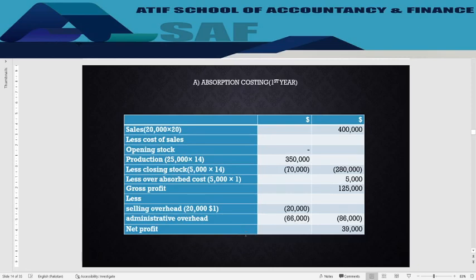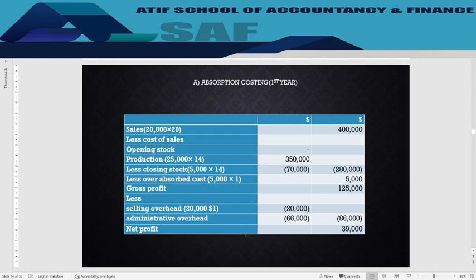Production less closing stock gives you a cost of sales of 2,80,000, but as our actual capacity is greater than normal capacity, we have produced 25,000 units and our normal capacity is 20,000 units. So it creates an over absorbed cost, and the amount of over absorbed cost can be calculated by multiplying this 5,000 units with $1 per unit fixed rate.